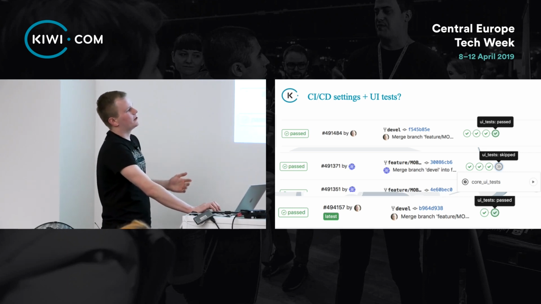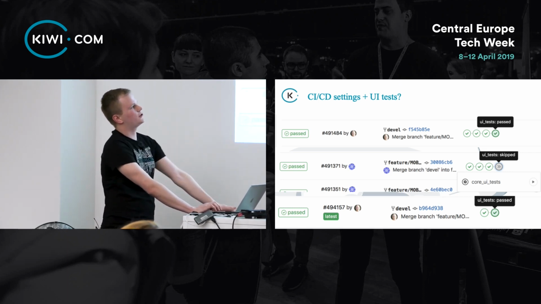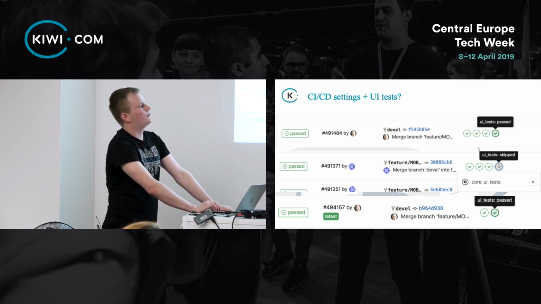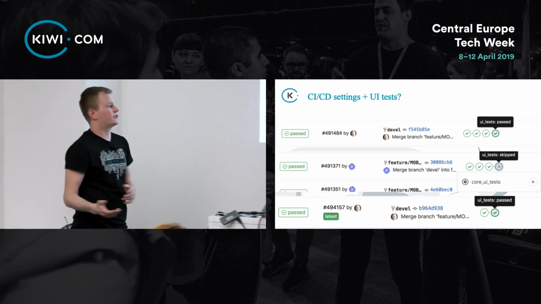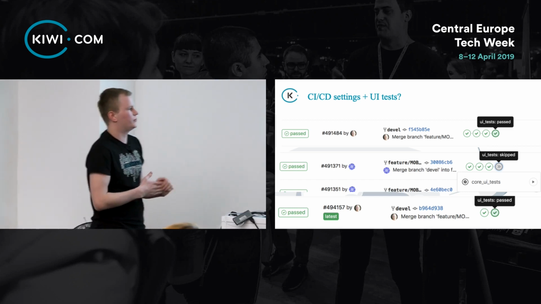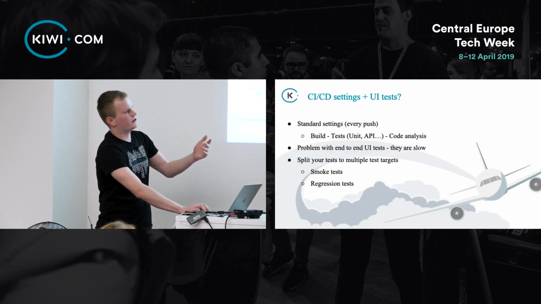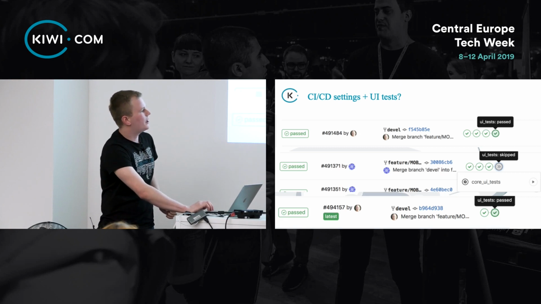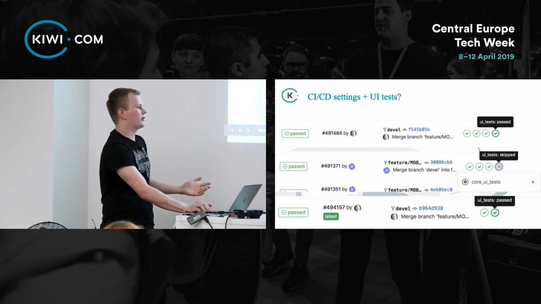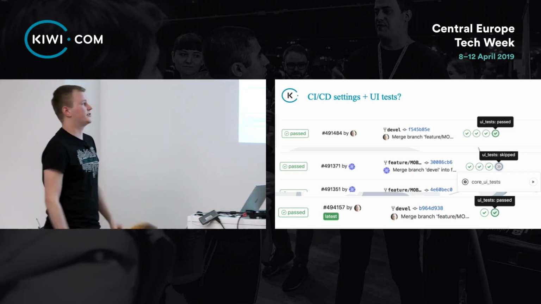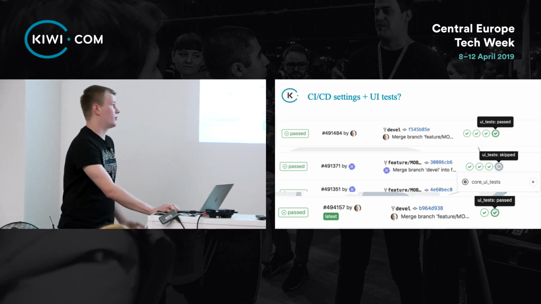And if you commit to another branch than master or devel, you can run it manually. If you want to give the build to testers or put it on TestFlight, you will run these UI tests, those smoke tests, and every night the regression tests are running. It takes around an hour. So yeah, this is probably the best CI settings that we could think of, and it works.